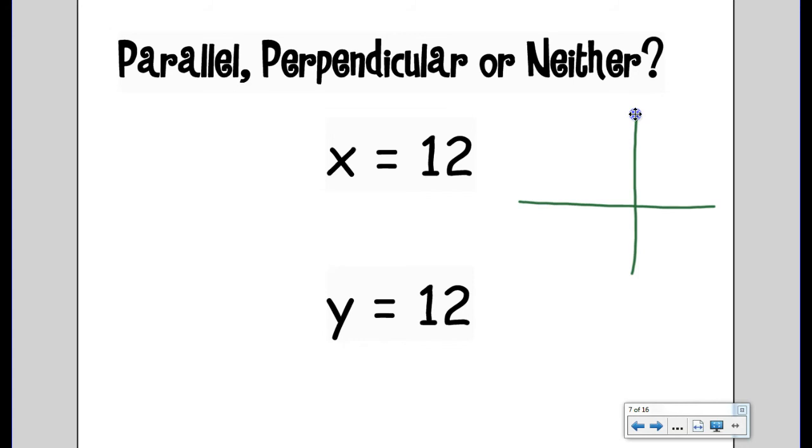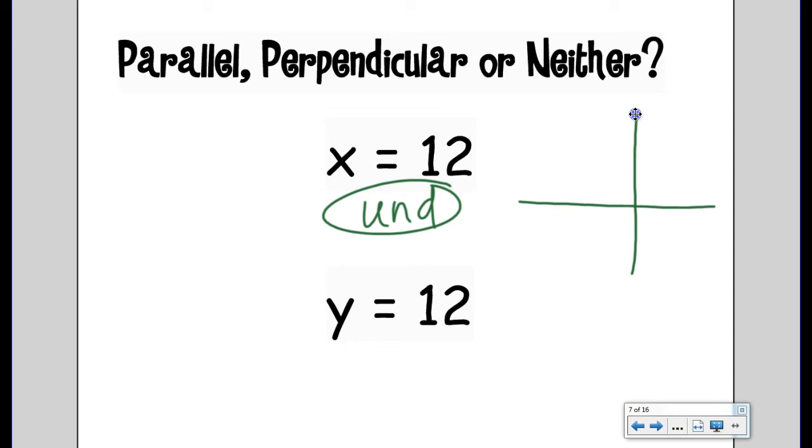Show me what x equals 12 looks like. Show me with your arms. X equals 12. Everyone should do this. This is an x equals a number. What is the slope? It's undefined. X equals 12. His slope is not 12. That's where you're going wrong. His slope is undefined. Show me with your arm.